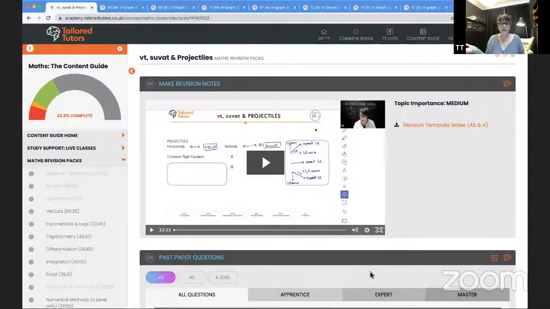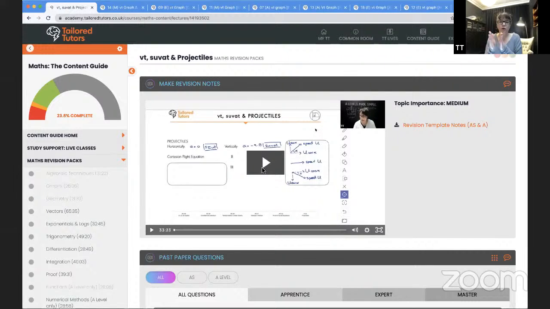I'm going to share my screen with you and show you where we would start. So let's say we've done a past paper and we've realized that VT graphs is a bit of a problem, or any topic is a bit of a problem. Maybe you're using the TT method and you've come across a question and you're going to do your action hour, or maybe you just need to catch it up from school or something like that. So we're going to start on the revision pack page for that topic.